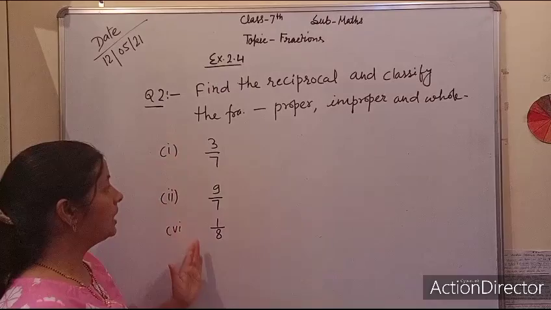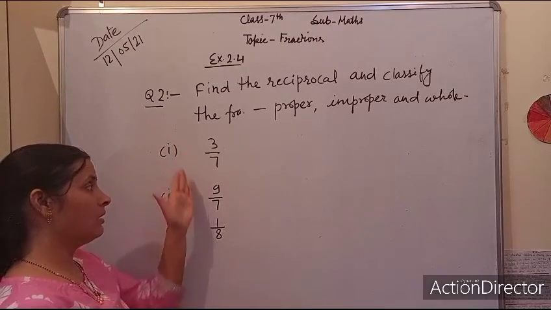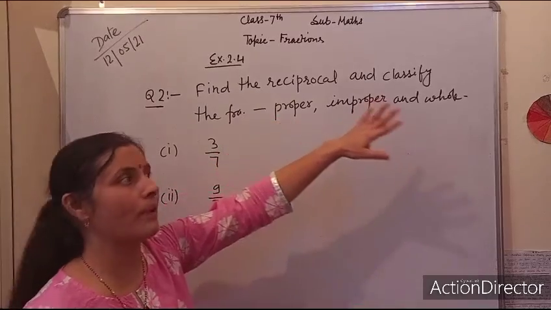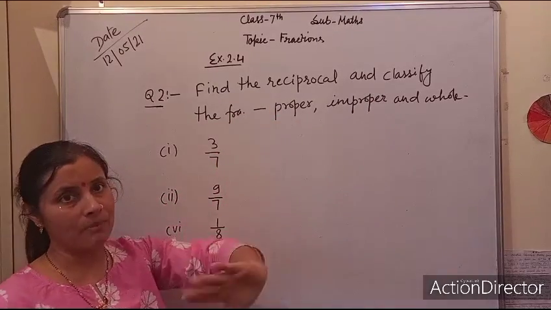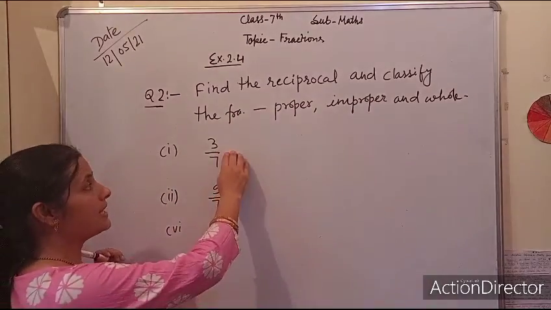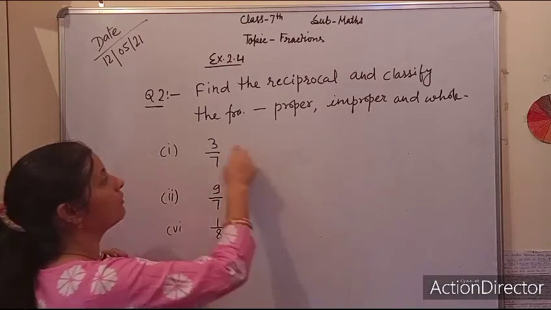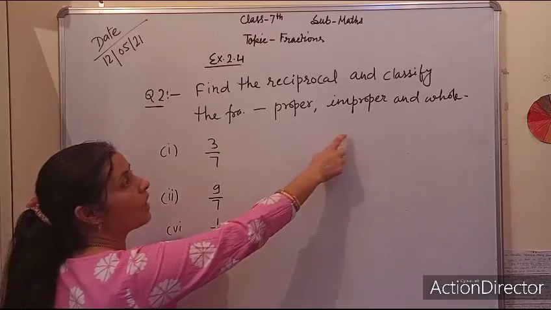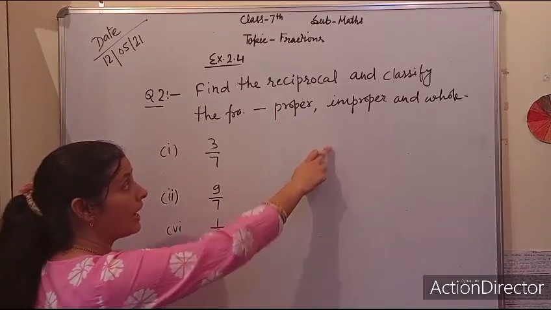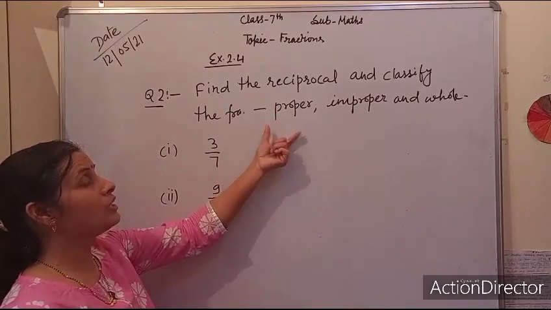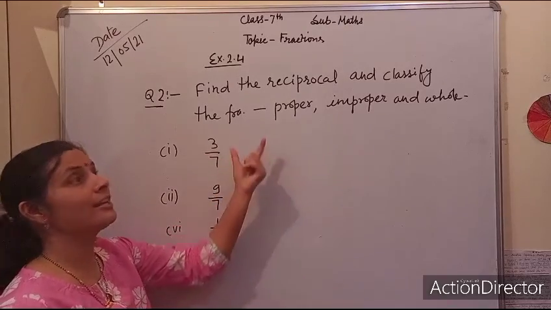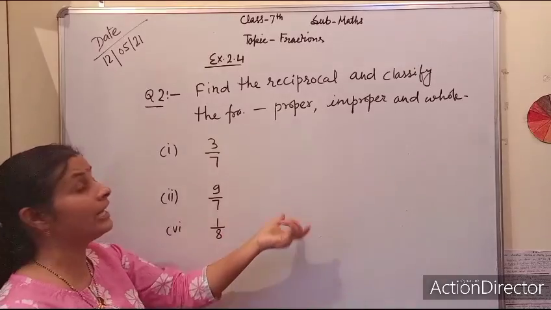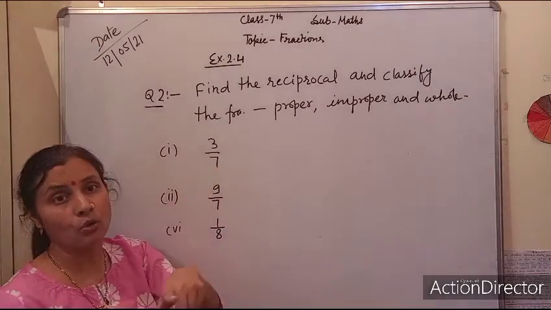So I have taken 3 fractions, not randomly, but so that I will cover proper, improper and whole, and the rest I am leaving for you. Here it is written that first you need to convert to the reciprocal, and after that you have to classify which category or type of fraction this is, after writing the reciprocal of that particular fraction.